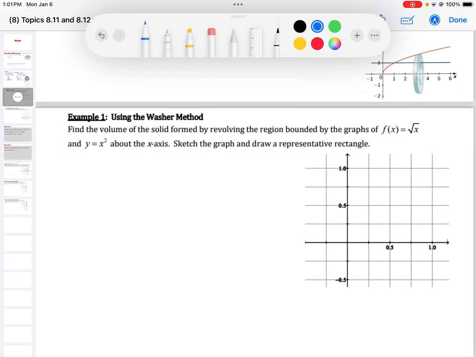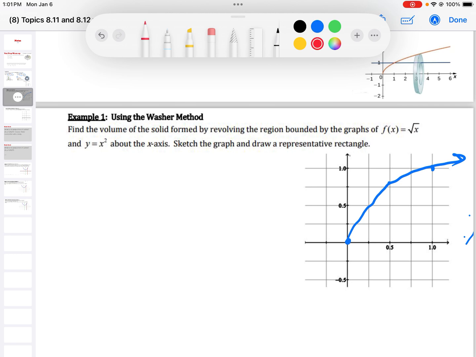It says, using the washer method, find the volume of the solid formed by revolving the region bounded by the graphs of square root of x and x squared around the x-axis. We're going to sketch a graph to represent what we're seeing. I'm going to graph the square root of x first. If I plug in 0, the square root of 0 is 0. The square root of 1 is 1. The square root of 0.5 is about 0.7, something like right here. So that's what the graph looks like, going from 0 to 1.